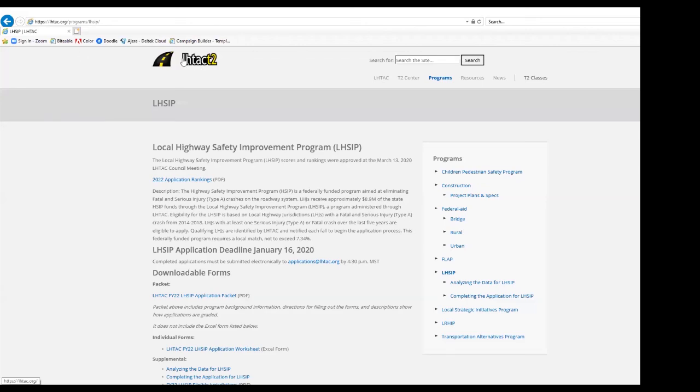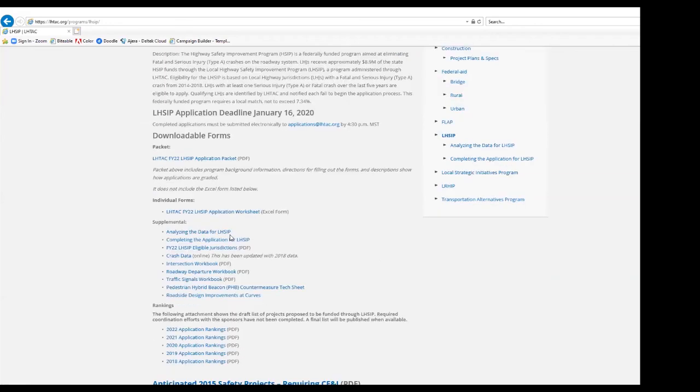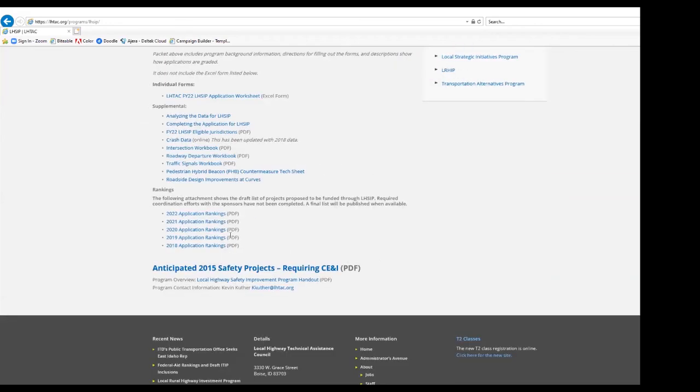So if you're just on their main landing page, you can come across this top bar and go to programs. And then down that right-hand side, there should be one for LSIP, Local Highway Safety Improvement Program. And if you click on that, this has a bunch of information about that program and when our deadlines are. We usually put applications out in September and they're due in January. It's an electronic application. And down towards the bottom, you can see the rankings from past years. And that overview brochure is down here across the bottom. So program overview, and there's a hyperlink to a PDF.